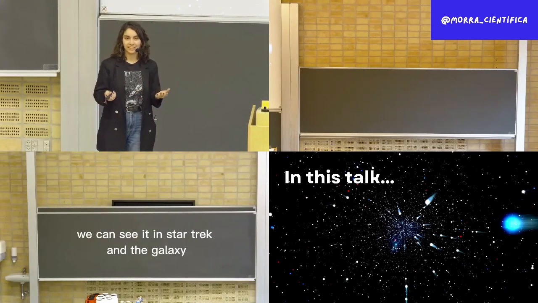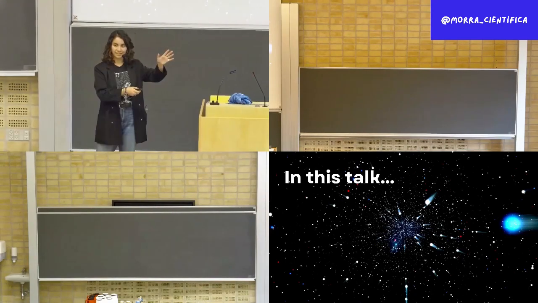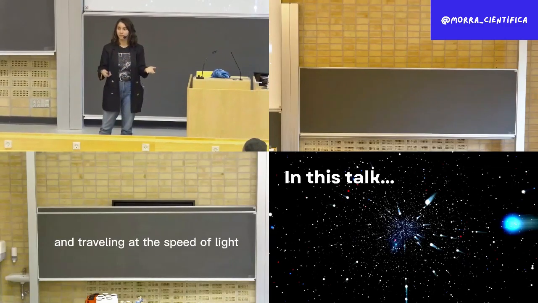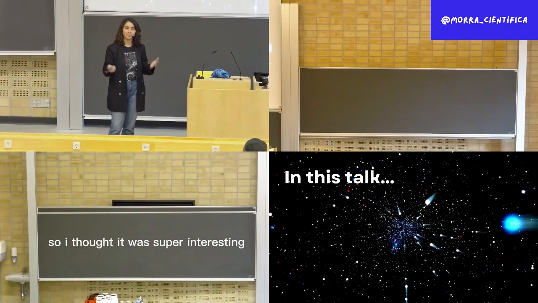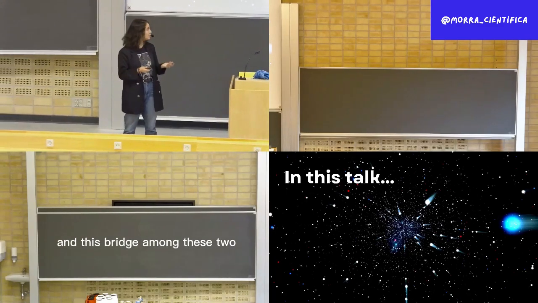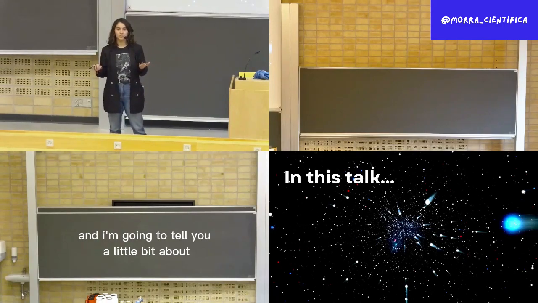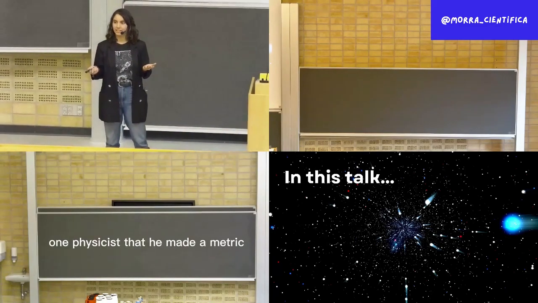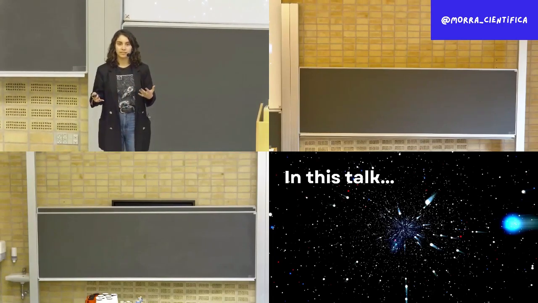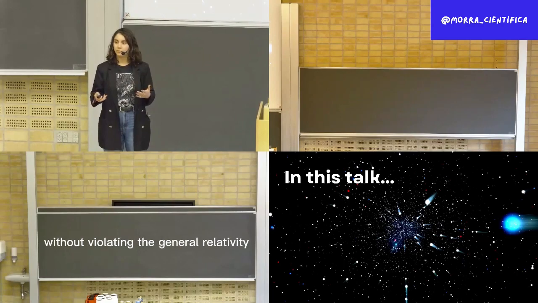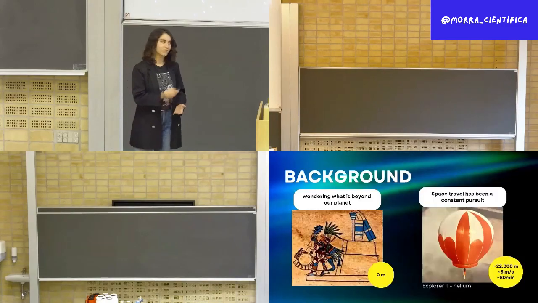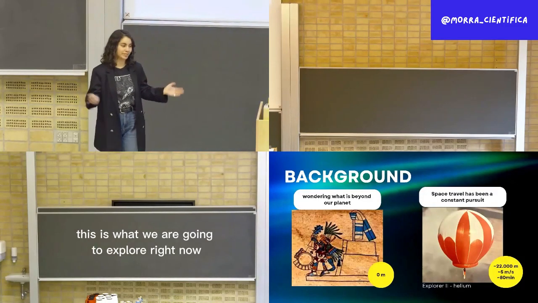We can see it in Star Trek and all of these science fiction movies. There's always this concept about space travel and traveling at the speed of light. So I thought it was super interesting, and I wanted to make this connection and this bridge between these two. And I'm gonna tell you a little bit about one physicist who made a metric, a mathematical model about this traveling at the speed of light without violating general relativity, which is fascinating. So this is what we are going to explore right now.